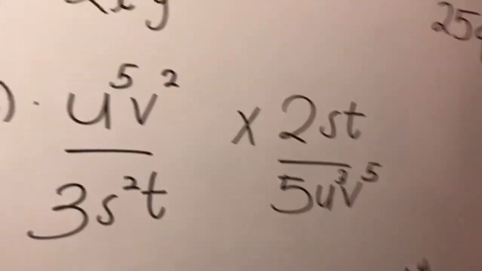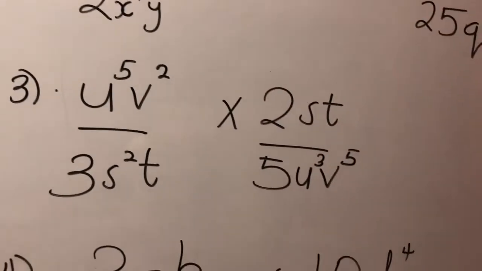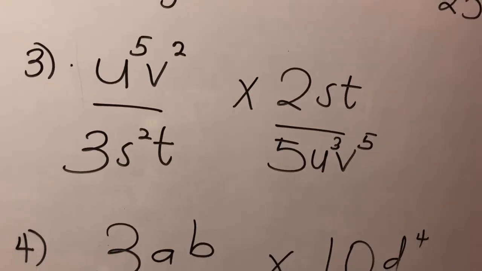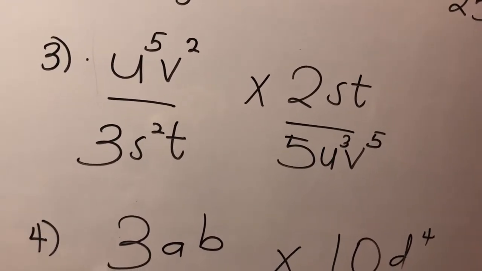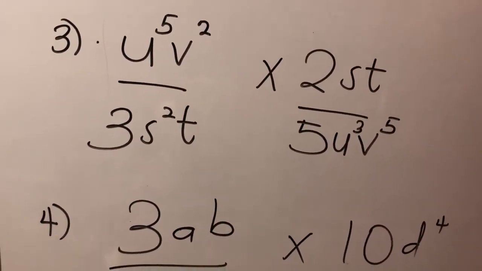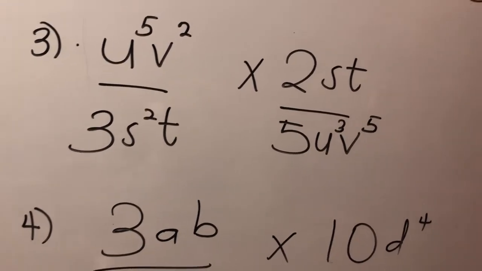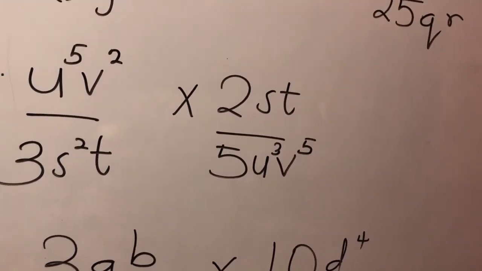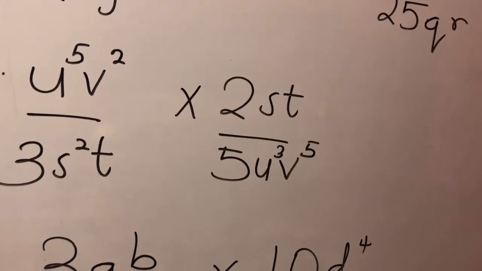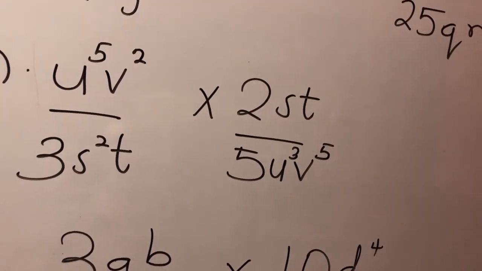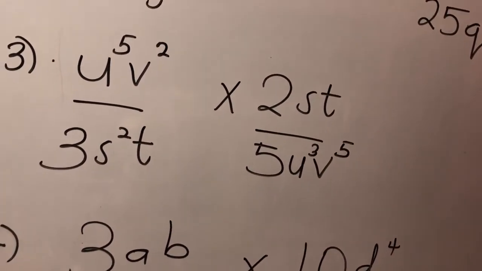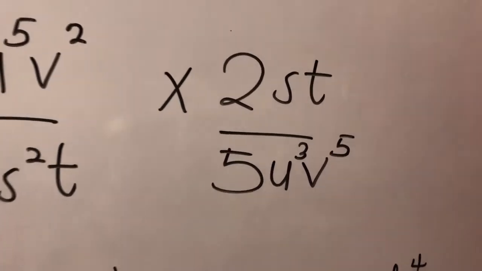Okay, now let's take the third question quickly. Now the third question is u to the power 5 v to the power 2, all being divided by 3s to the power 2t, times 2st over 5u cubed v 5.